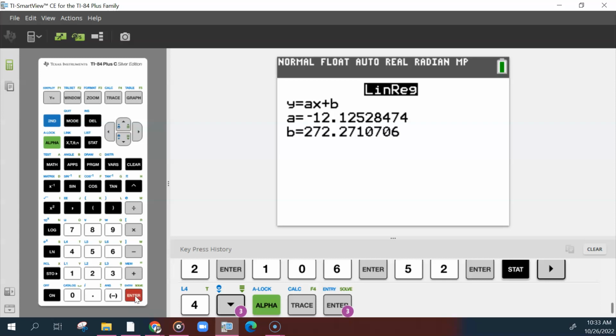Some of you rounded, which was fine to a certain extent. Negative 12.12 was fine. Negative 12.13 was fine. Negative 12.1 was fine. But if you just made it negative 12 and got rid of the decimals, that was rounded too much.